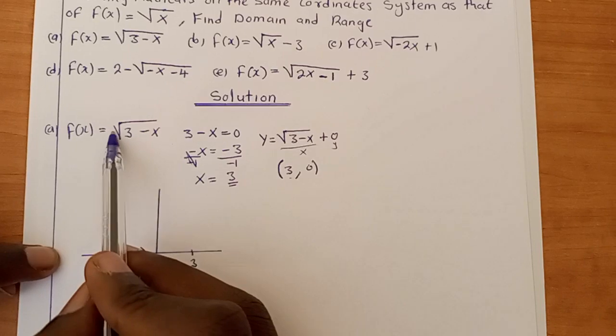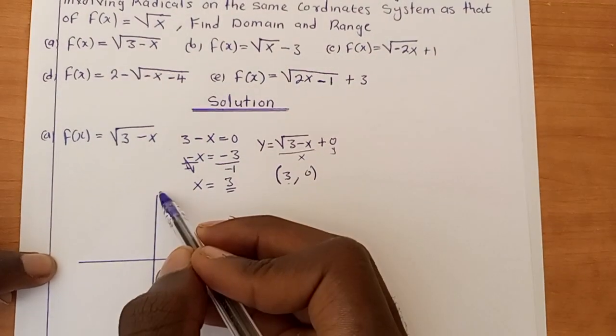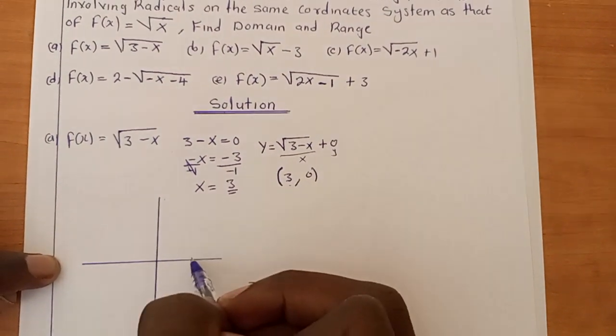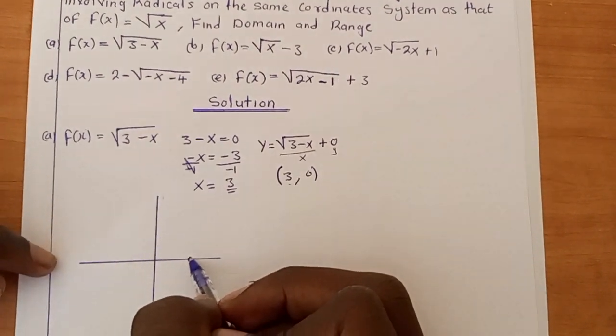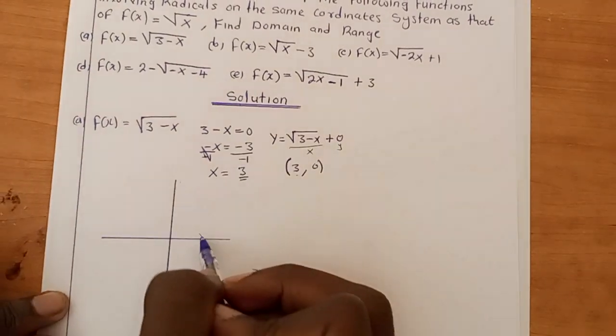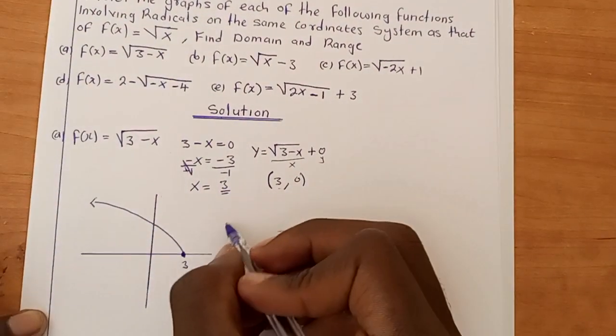Now, remember what we're doing in the first place. Our radical is positive, but our x is negative. So radical positive, x negative. So automatically we know that starting from this point here, we are now going to the negative in the x, but positive in the y. So automatically we know that this thing is going to move in this direction.